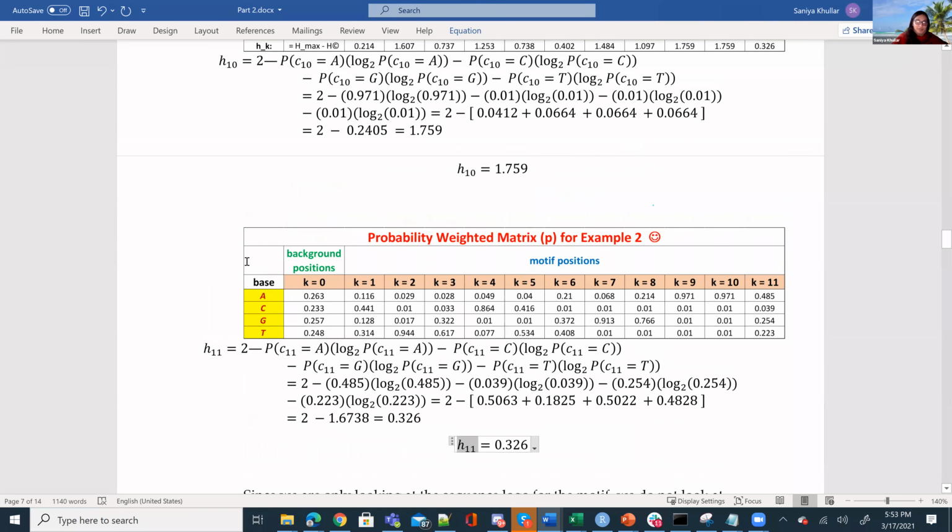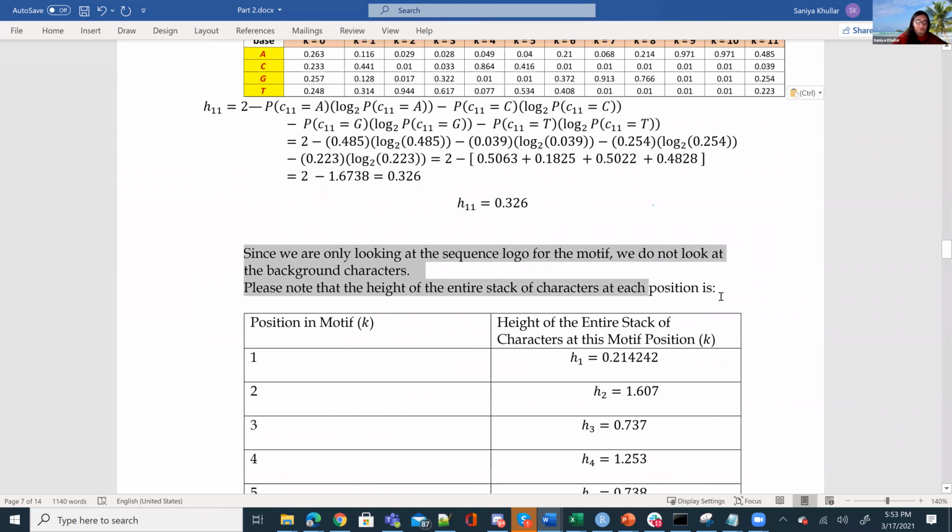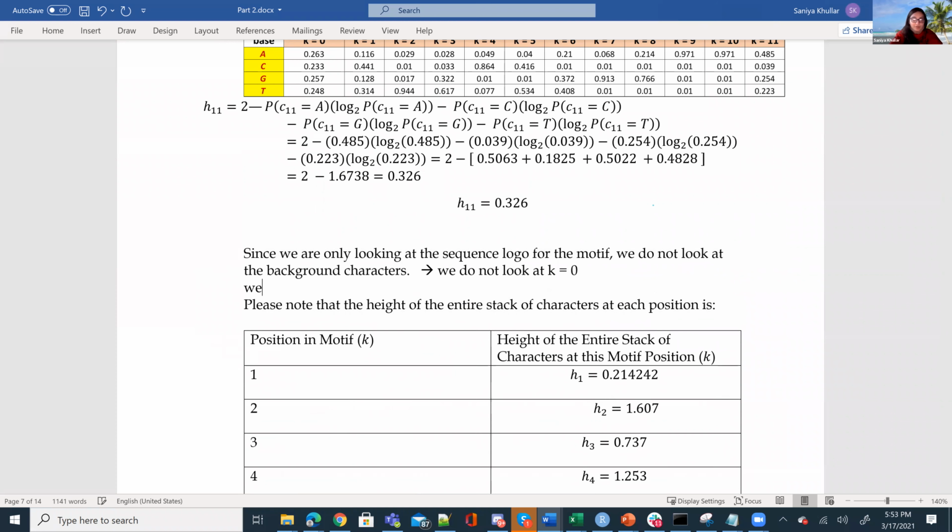Since we're only looking at the sequence logo for the motif, we don't look at the background characters. So that means that we do not look at k equals 0. We only look at k equals 1, 2, 3, 4, 5, 6, 7, 8, 9, 10, and 11. That's what we looked at here, based on the number of bases in our motif.